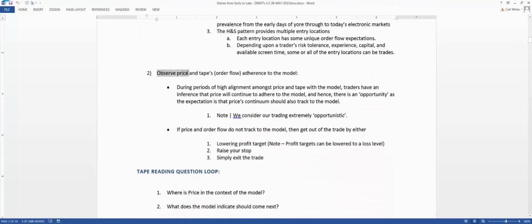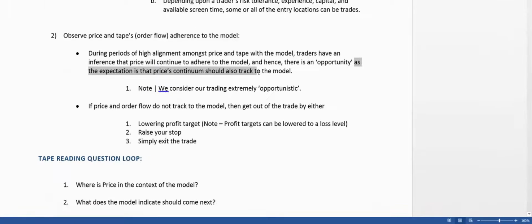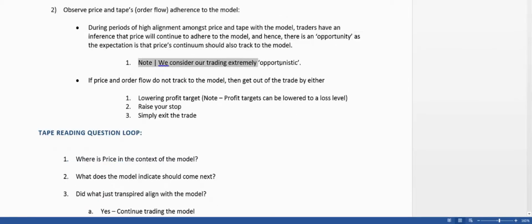So we want to observe price and tape's adherence to the model. During periods of high alignment amongst price and tape with the model, traders have an inference that price will continue to adhere to the model, and hence there is an opportunity, as the expectation is that price continuum should also track to the model. Now, we consider ourselves extremely opportunistic.